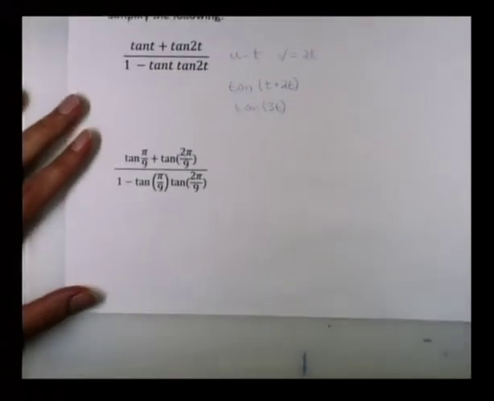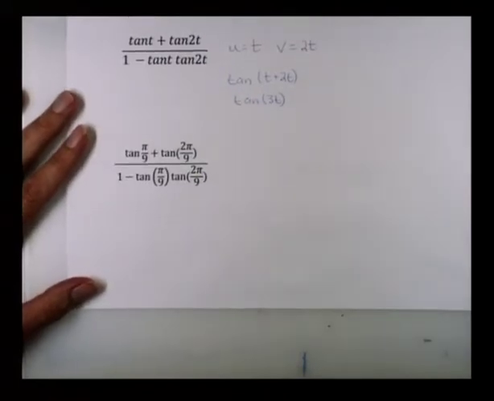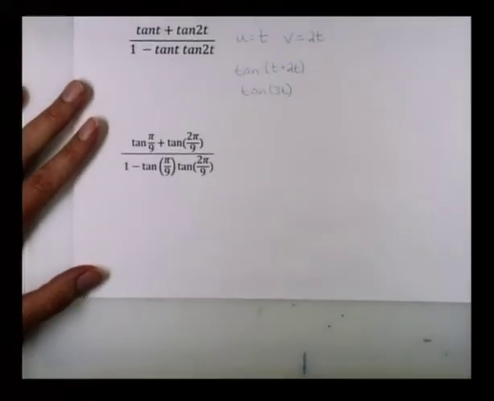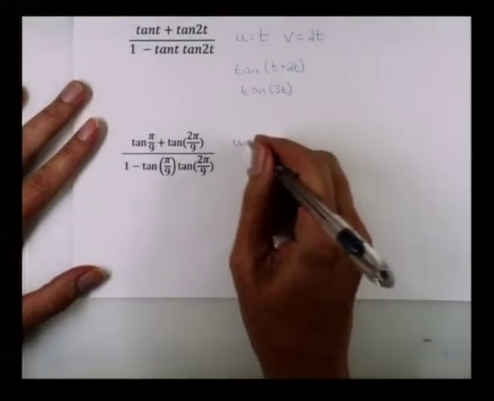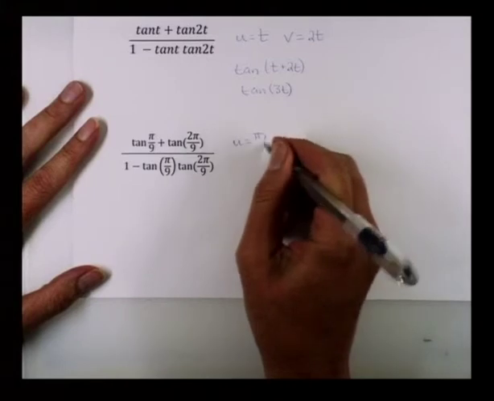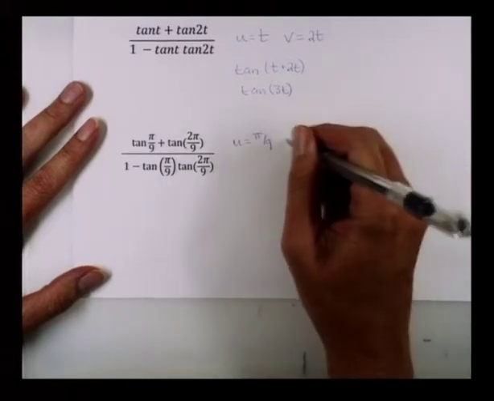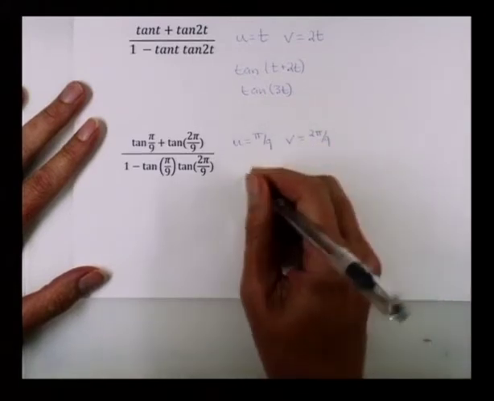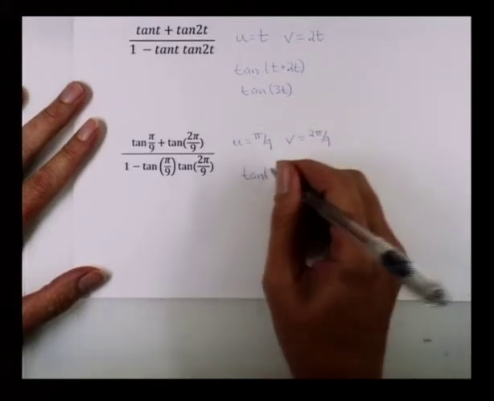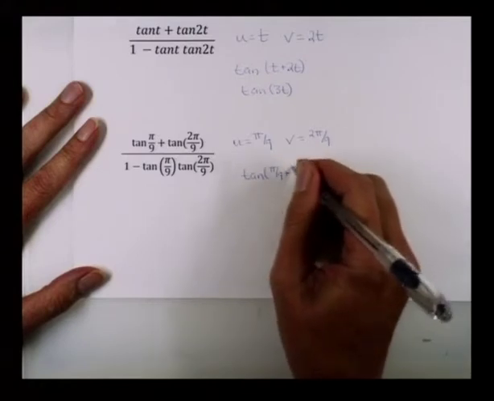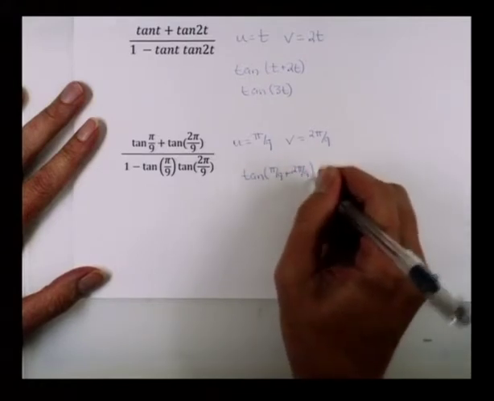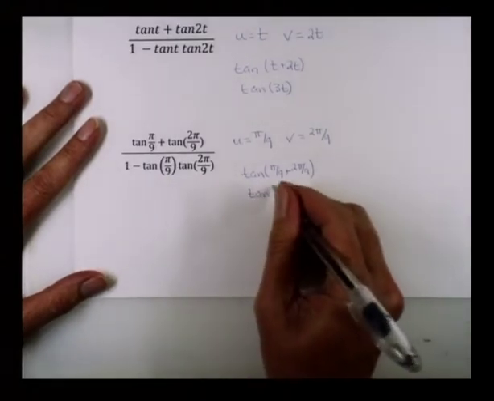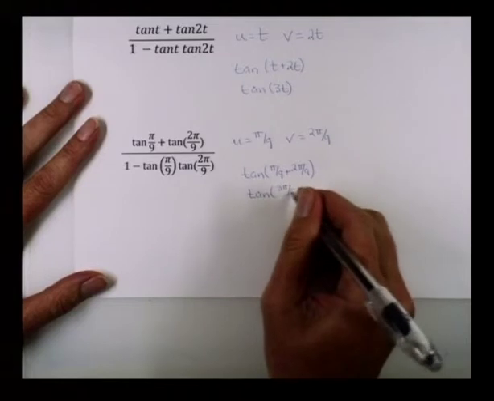So here's another one where I actually have some values in there. I should have made this one minus, but I actually used plus again. But we notice that u is equal to pi over 9, so we're definitely working in radian mode. V is equal to 2 pi over 9. And the tangent of u plus v will be pi over 9 plus 2 pi over 9. Now this was nice, they have common denominators, so it's going to be very easy to add. And I get the tangent of 3 pi over 9.